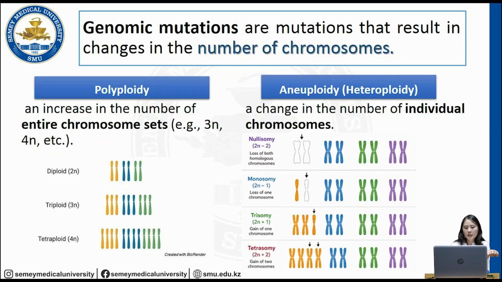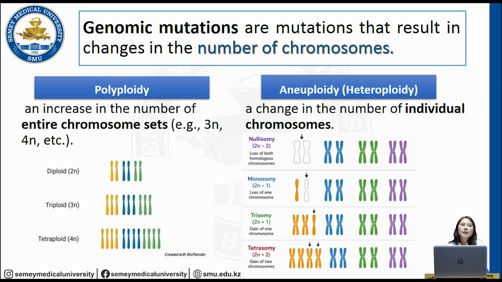the mitochondria and chloroplasts. Today we will focus on genomic mutations, which result in changes in the number of the chromosomes. There are two types of the genomic mutations: polyploidy and aneuploidy. Polyploidy is an increase in the number of the entire chromosome sets.